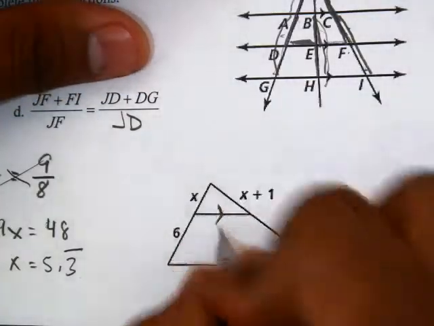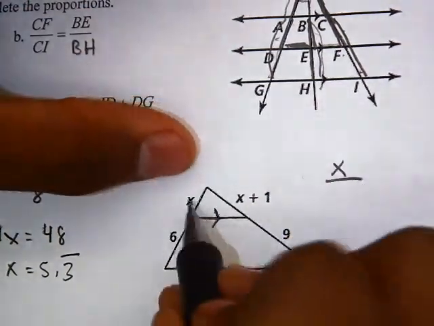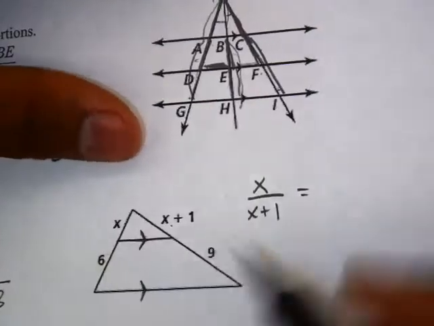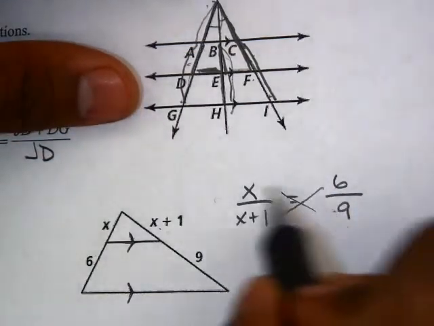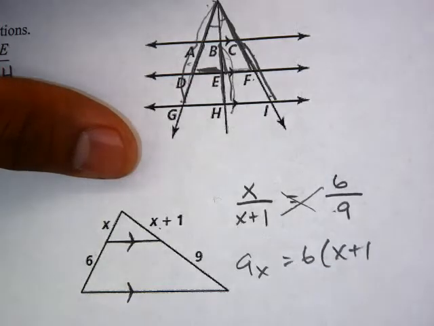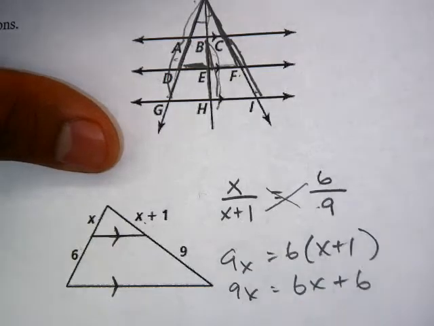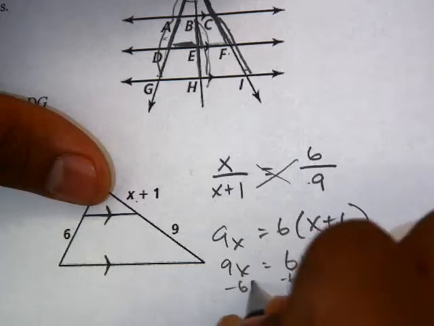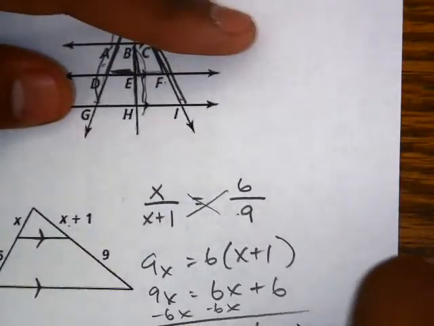So because these lines are parallel, I can use the side splitter theorem in saying that x over x plus 1 is equal to 6 over 9. If I cross multiply, 9 times x is 9x, and this is 6 times x plus 1. So 9x equals 6x plus 6. I subtract 6x. So 3x is equal to 6, and therefore x should equal 2.